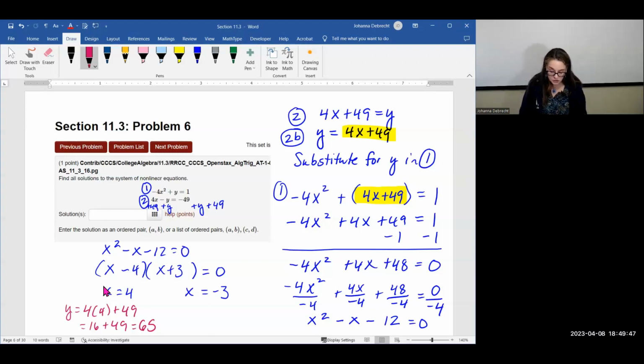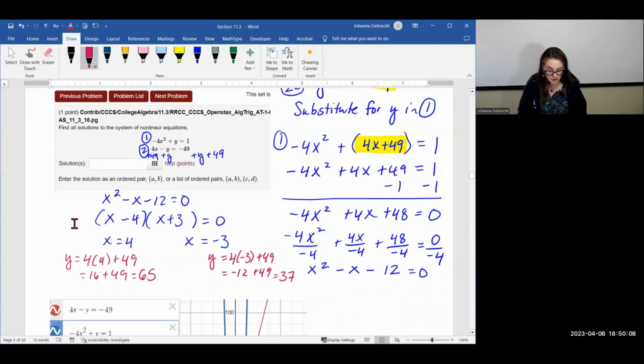Now let's plug it into the other value for x. So we have y equals 4 times negative 3 plus 49, which gives me negative 12 plus 49, which I believe will give me 37. So I have two ordered pairs, and I'm running out of room to write them. Let me see if I can scroll down a little bit.